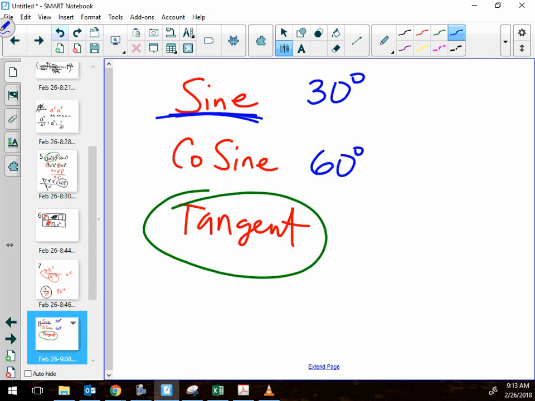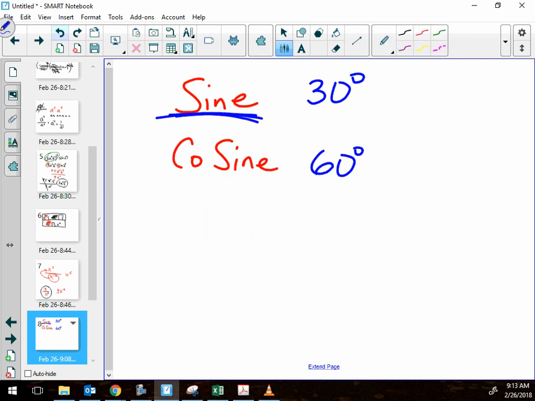All right, so let's just prove that. And just make sure you get that part. So everybody, draw your picture for the 30, 60, 90 triangle and figure out the cosine of 60 and the sine of 30.